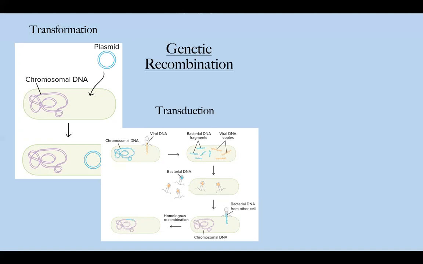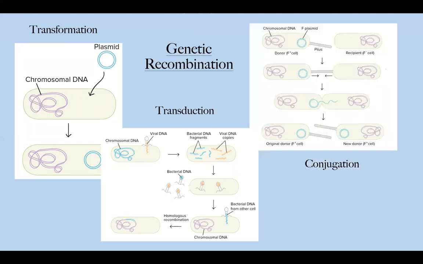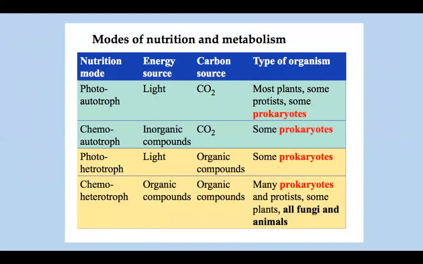Lastly, we have conjugation. A cell that exhibits an F factor gene can initiate conjugation, in which a sex pilus harpoons a recipient cell and forms a mating bridge that allows the DNA transfer process, which includes replication of DNA. The recipient cell inherits the F factor gene and the process repeats. One last topic I want to cover is the nutritional and metabolic adaptations of prokaryotes.